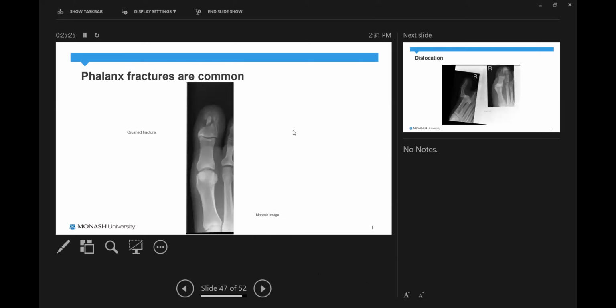Now, fractures of the phalanx are also quite common, and it can be from objects falling onto the toe or some crush injuries. Here we have got the big toe as well, comminuted fracture. Now, there's multiple lucent lines, and this was due to a crush injury.